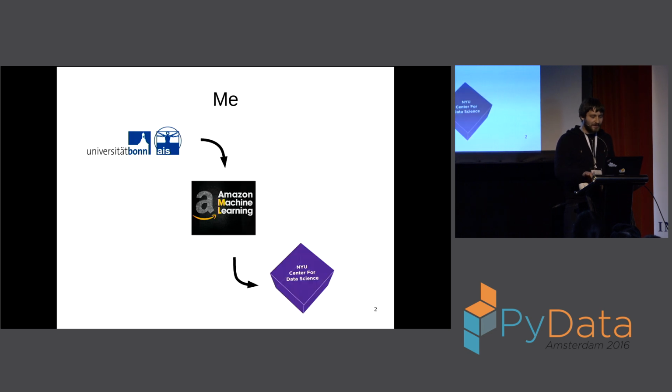So a little bit about myself. I did a PhD at the University of Bonn in machine learning and computer vision. Then I went to Amazon Machine Learning, where I did computer vision applications and forecasting. And now I'm at the NYU Center for Data Science, where I work on Scikit-Learn more or less full-time.